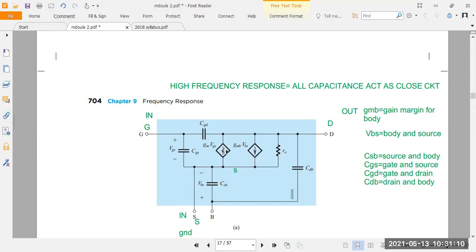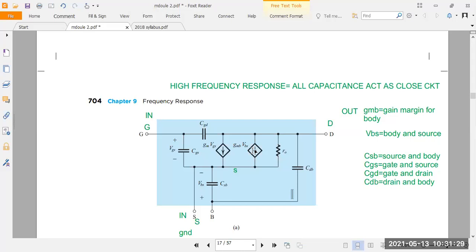Next, here they have connected two current sources. Earlier you took only one current source, right? But here they have taken two current sources between the drain and source. Why? Because the first one is the drain current, normal, gm into VGS. But here they have taken an extra current source.